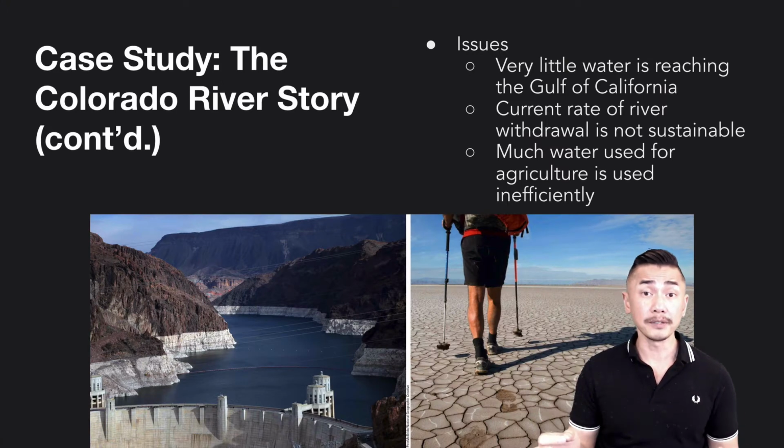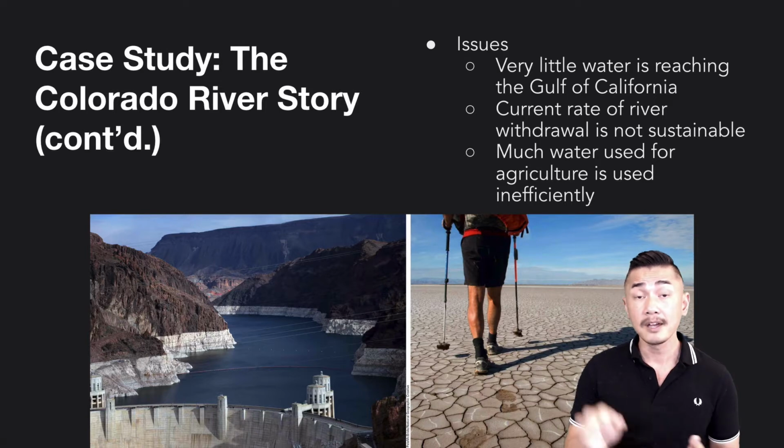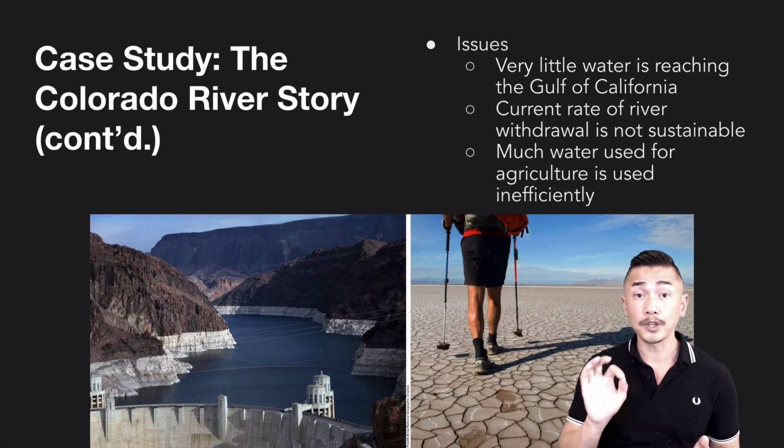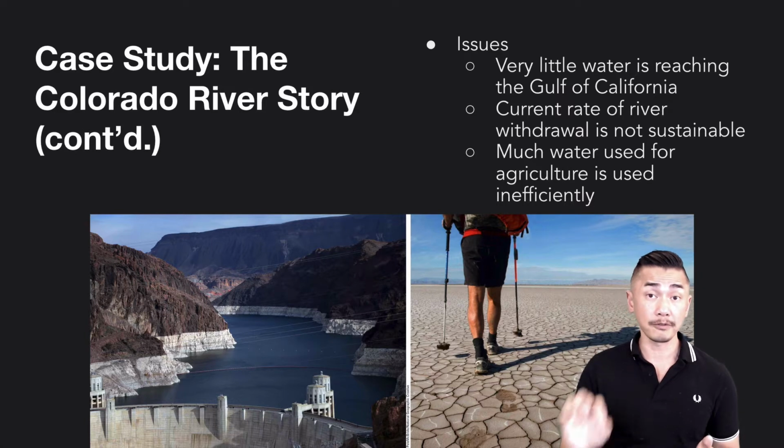Unfortunately, our dependence on the Colorado River has created environmental issues. First off, very little water is actually making its way to the end of the river at the Gulf of California. Secondly, the current rate of water withdrawal from the river is unsustainable. And finally, much of the water used for agriculture is used inefficiently, thus being wasted.